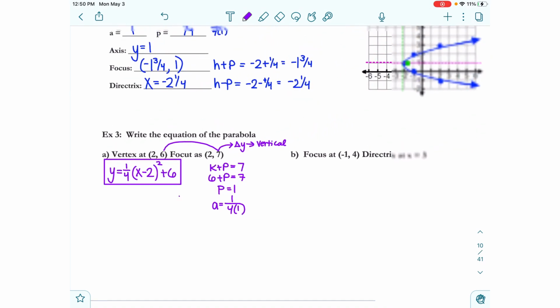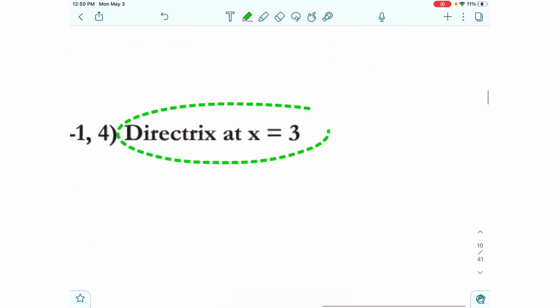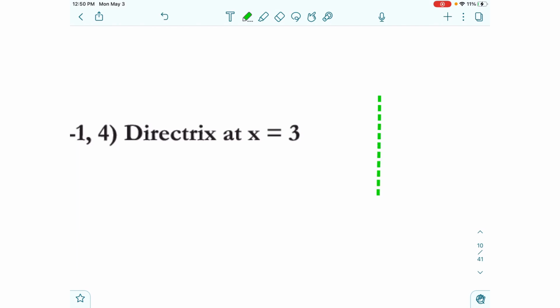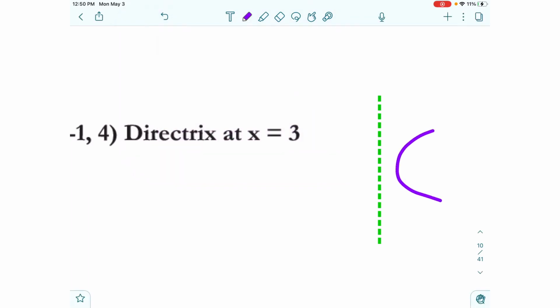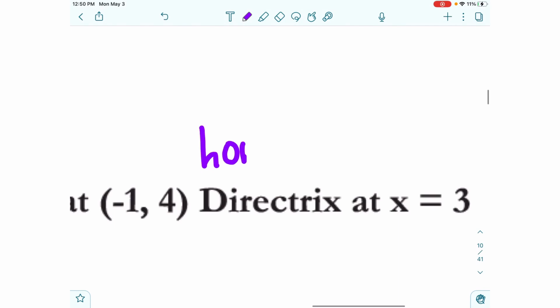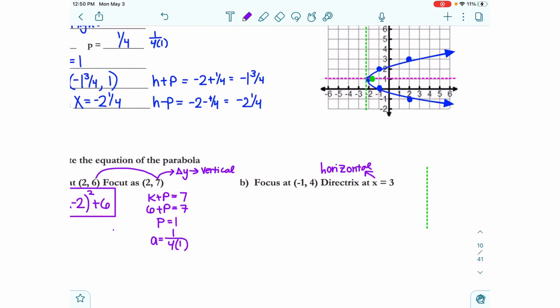at part B. So it says the focus is at -1, 4 and the directrix is x equals 3. So the only way to decide if this is horizontal or vertical is using the directrix here. X equals 3 is a vertical line, but think about it. If it's the directrix, what that tells me is that the parabola either has to be going this way or it has to be going this way in order for that vertical line to be there. So this is a horizontal. So the directrix is x equals for horizontal, okay? Now we're gonna do this.